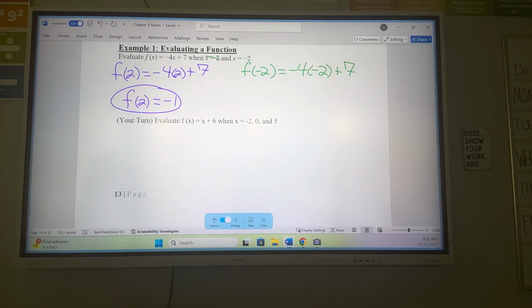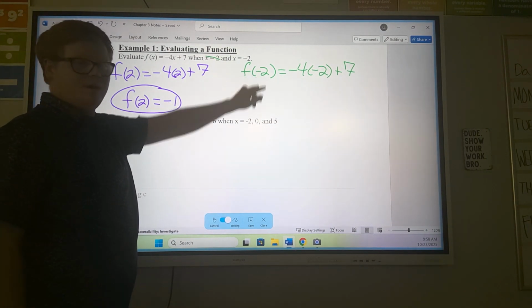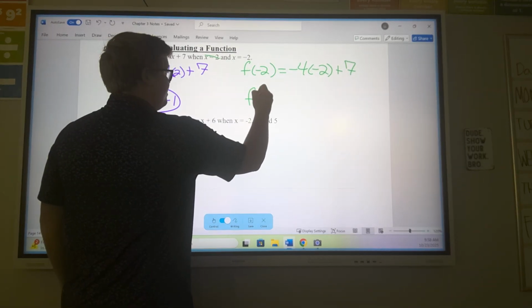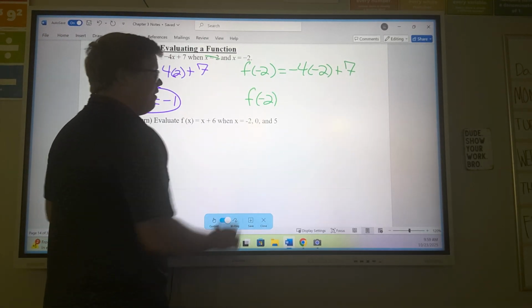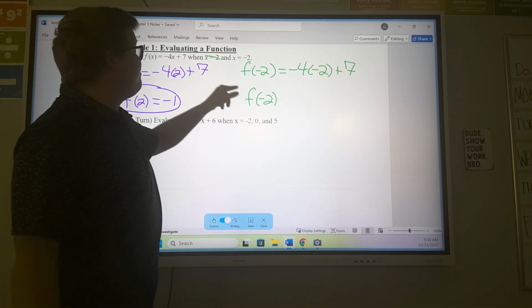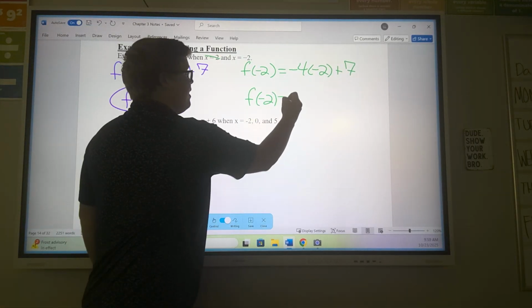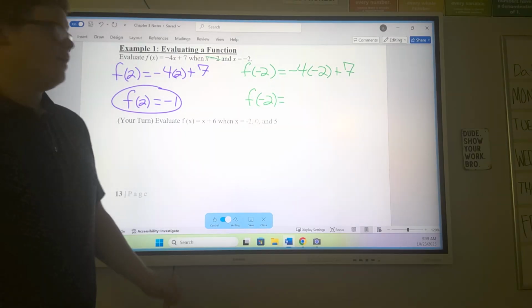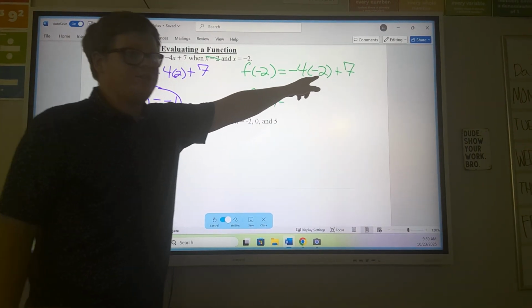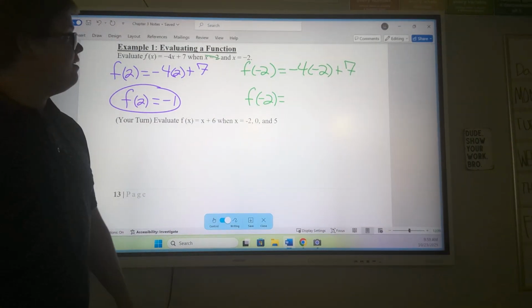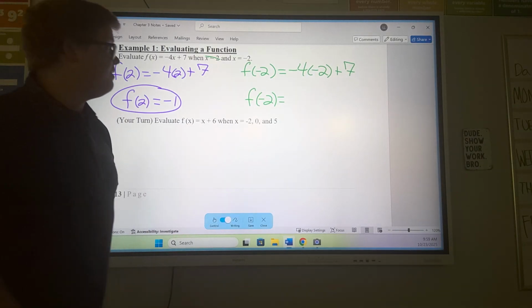Now all we have to do is solve it. And again, we don't change this part. We bring it down. We are saying when I plug negative 2 in for x, this is what I got as my answer. That's all we're saying. So negative 4 times a negative 2, that's a positive 8. The positive 8 plus 7 is 15.